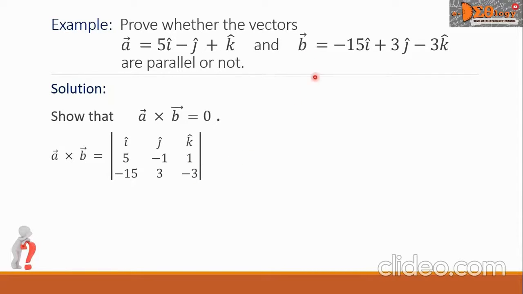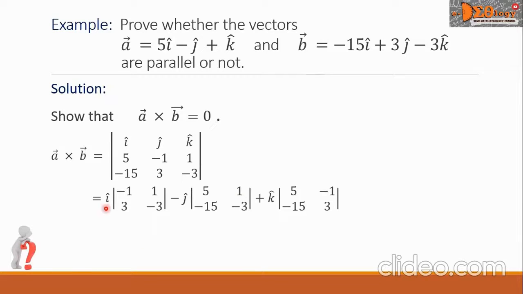Now let us solve for the determinants. So we write i times the square matrix negative 1, 1, 3, negative 3 respectively. Then minus component j times the square matrix 5, 1, negative 15, negative 3 respectively, plus component k times the square matrix 5, negative 1, negative 15, 3 respectively.